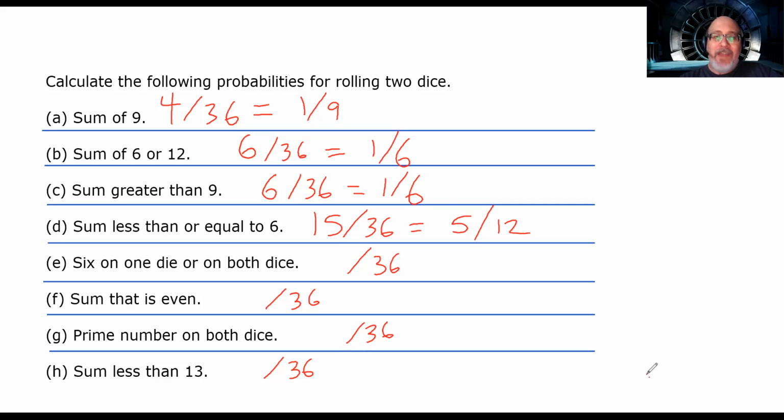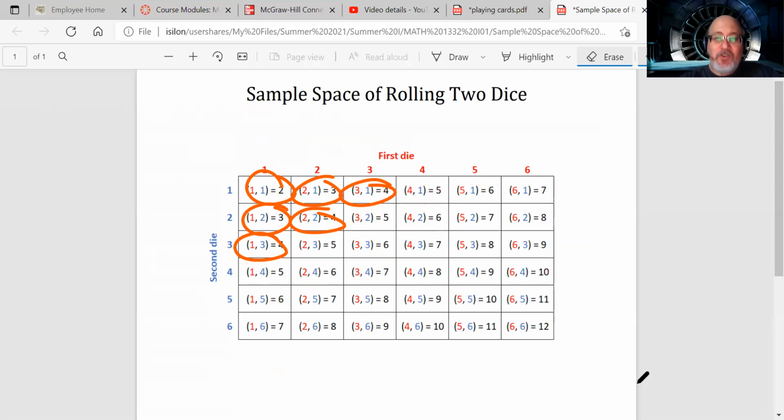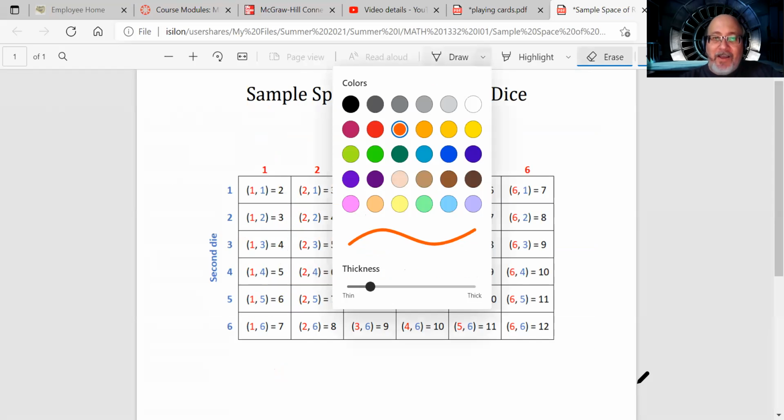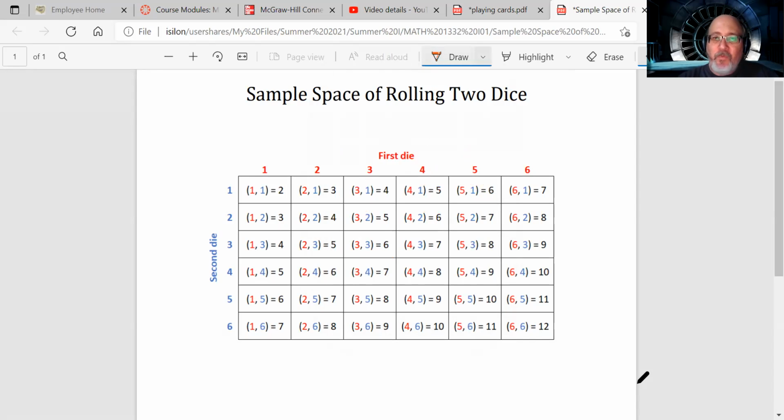Now we're not looking at the sums. We're looking at the individual dice themselves. And we're looking for the probability that we get a 6 on one or both of them. So let's go back to our table, clear this mess, and find all of the outcomes where there is a 6 on one or both die. It's actually pretty easy to do.